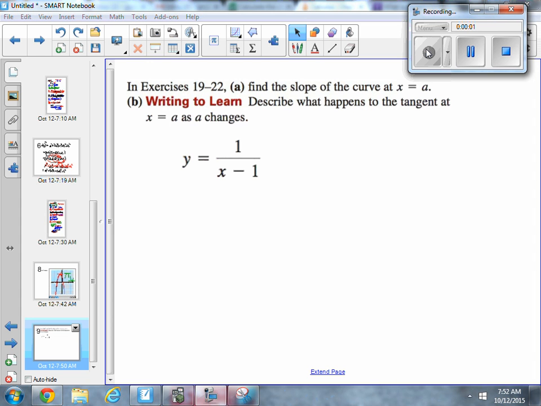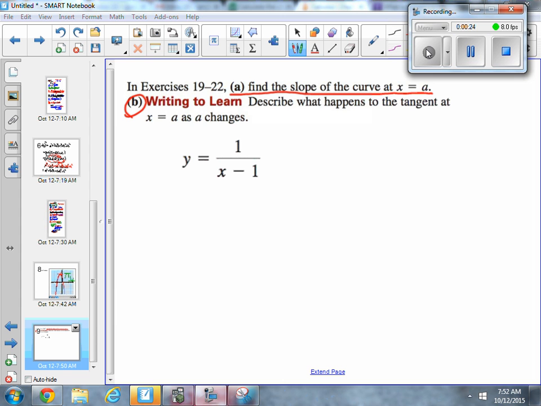We're going to spend some time grokking this problem. Part A is pretty straightforward. It'll involve some interesting algebra, but I think we can do that using our limits of the difference quotient. But then part B is something that is going to require some additional thought and some writing. And that is something that I really want to emphasize is important to learn how to do.